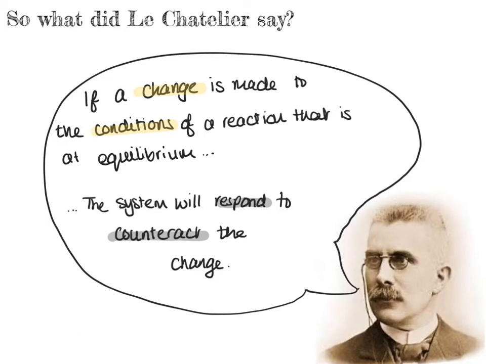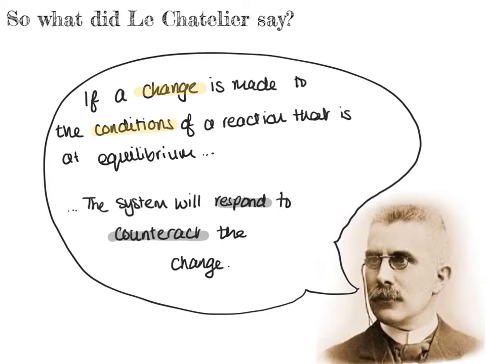So this takes us back to this idea of endothermic in one direction and exothermic in the other. And it tells us why, if you heat it up, it will go one way, and if you cool it down, it will go the other way, because you're putting a change in place by heating it up or cooling it down. And the system responds by either making more reactant or more product, which counteracts the change in temperature that you have put onto the system.